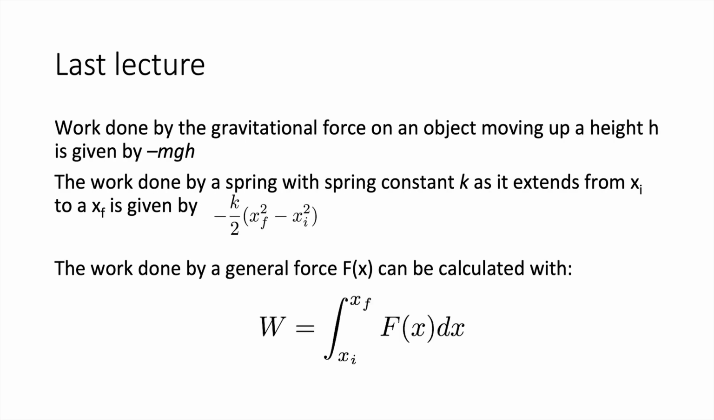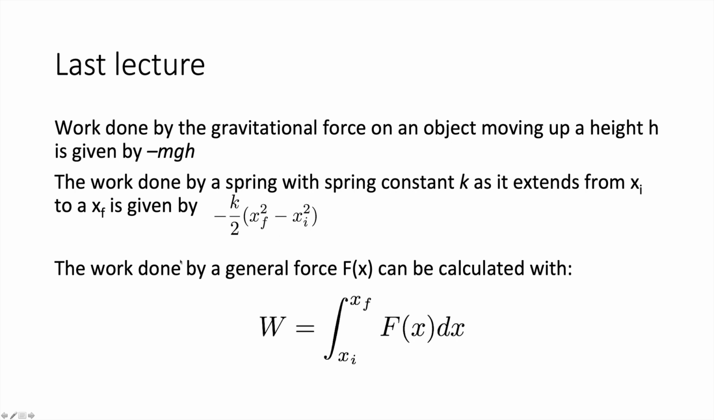So first of all, a quick recap of the most important ideas from the last lecture. In the last lecture, we saw that work done by the gravitational force on an object moving up a height h is given by minus mgh. So it's negative because the gravitational force acts down, while the object is moving up. The work done by a spring with a spring constant k as it extends from xi to xf is given by minus k over 2 times xf squared minus xi squared.